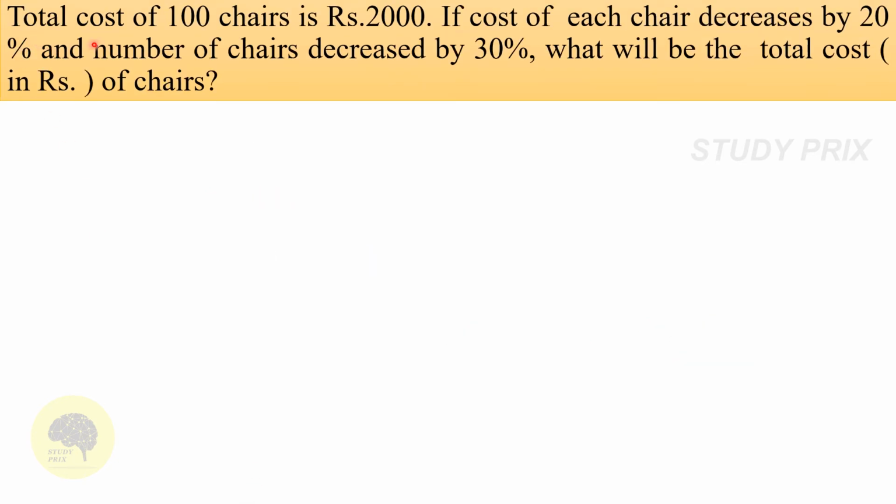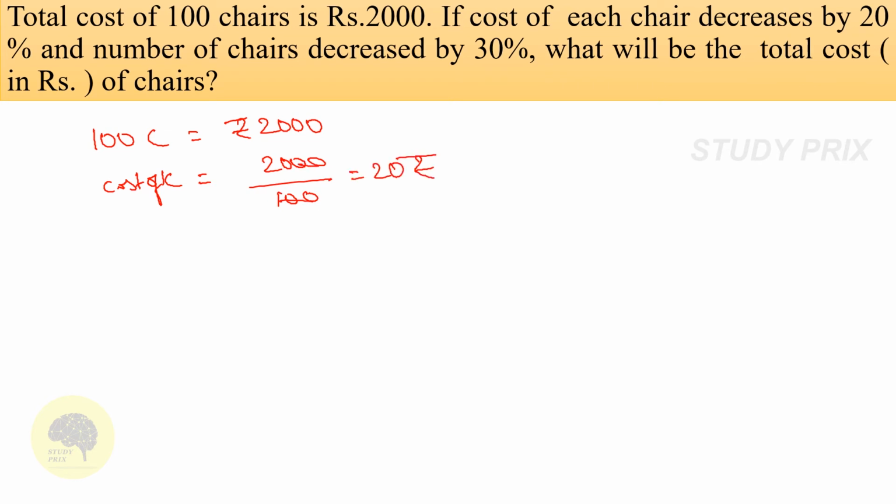And the next question, the total cost of 100 chairs is rupees 2000. If the cost of each chair decreases by 20% and the number of chairs decreased by 30%, what will be the total cost in rupees of chairs? Okay, first find out the cost for one chair. Cost for 100 chairs is rupees 2000. Therefore, from this we can find the cost of one chair. Okay, therefore which is 2000 divided by 100, 20 rupees. Cost of the one chair is 20 rupees.